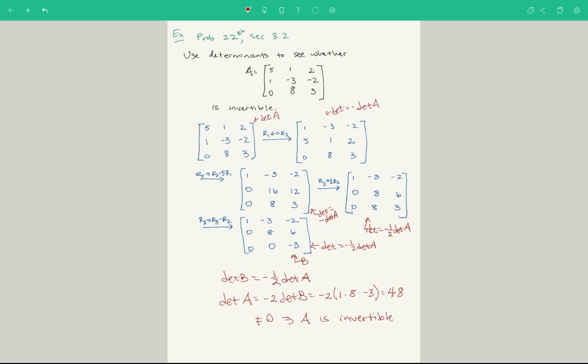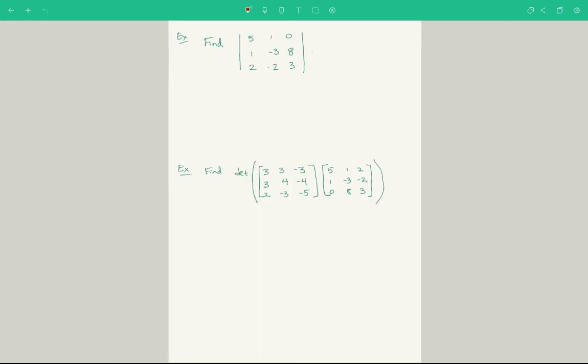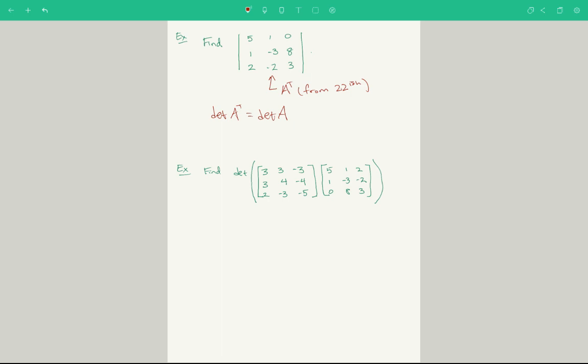Okay, let's do 2 more examples. Our first one is to find the determinant of this matrix. And you'll notice, if you look hard enough, that this matrix is actually A transpose, where A is the matrix from our example that we just did. So I guess we call that 22-ish. So what does that mean? Well, we know that the determinant of a transpose is the same thing as the determinant of the original, and we just calculated that determinant in the last example. That was 48. So we're done.